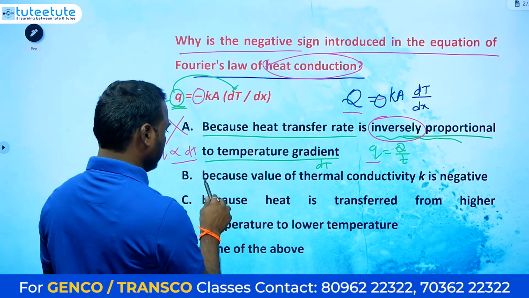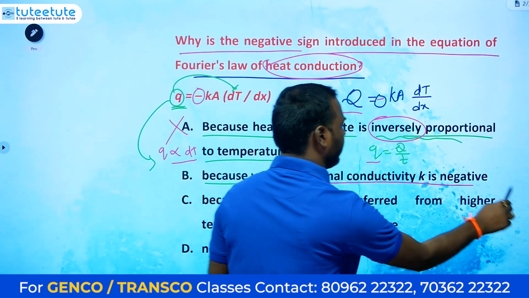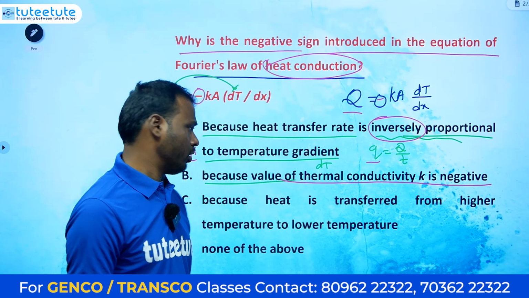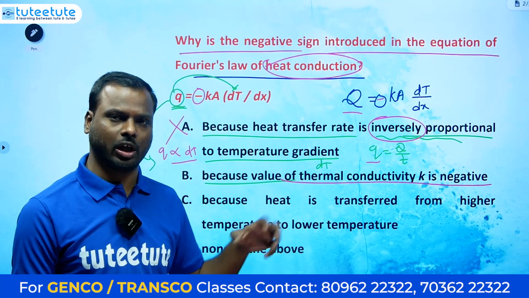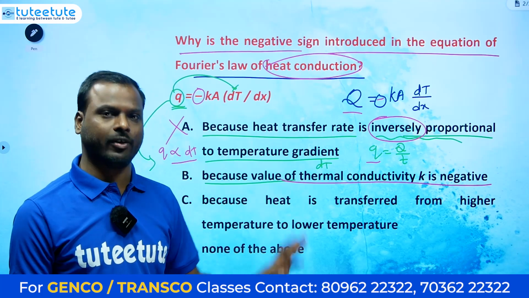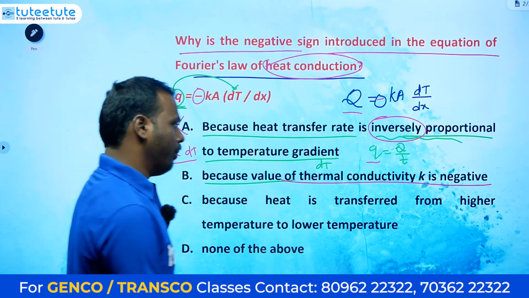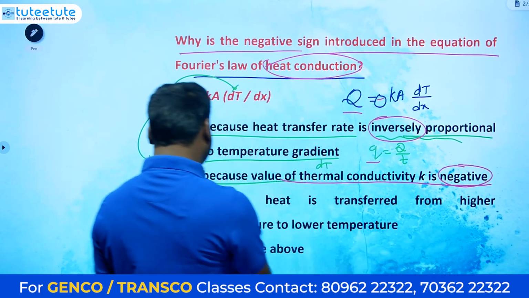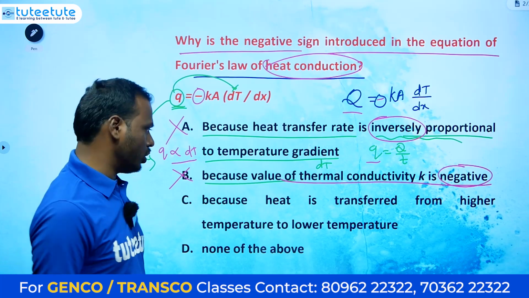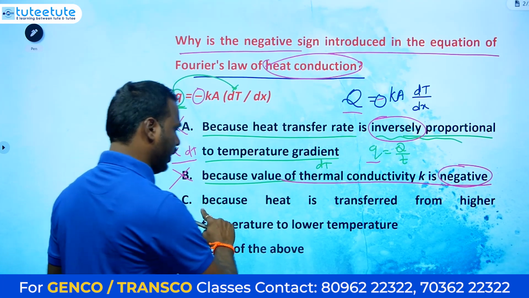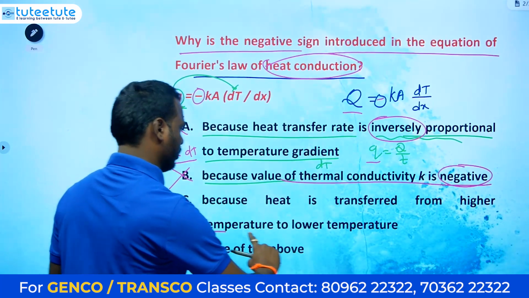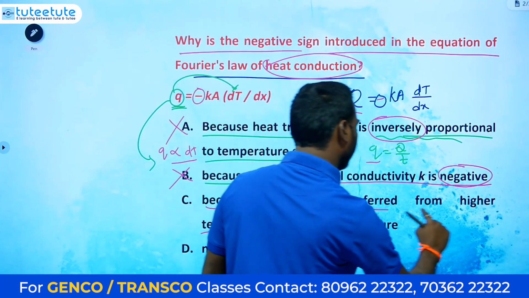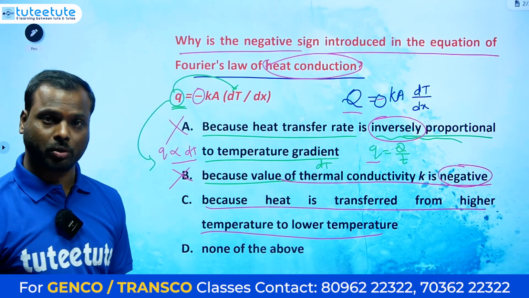And the second thing is, because the value of the thermal conductivity is negative, we cannot say that. The thermal conductivity may be positive, but it cannot be negative, yet here he has given negative. So this option is also not correct, because the heat is transferred from higher temperature to the lower temperature.